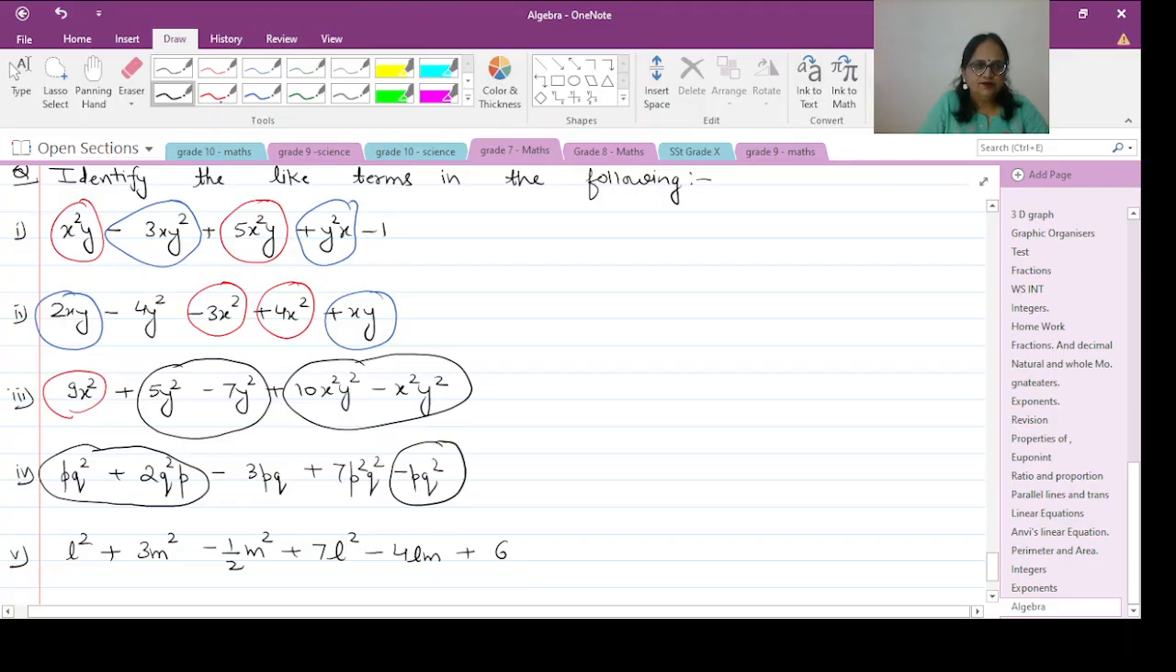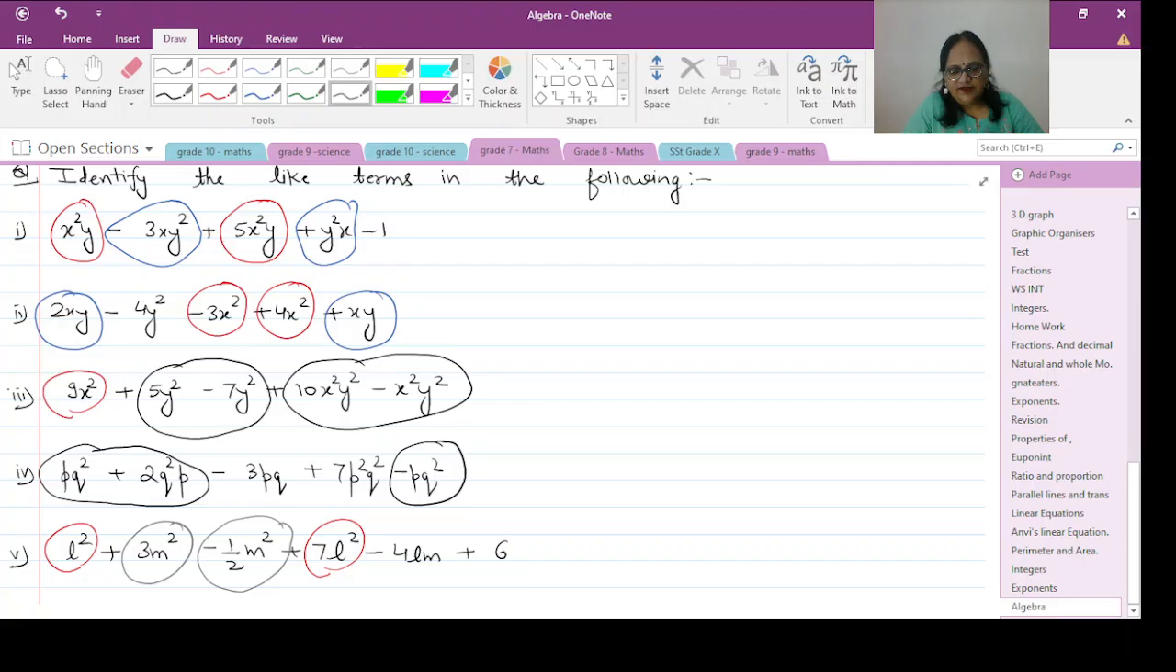Here L square, these two are like, and 3m square, and this is also m square, right? So can you see that key? Whatever the variable part is, the variable part same, then they are the like terms, otherwise they are unlike terms.